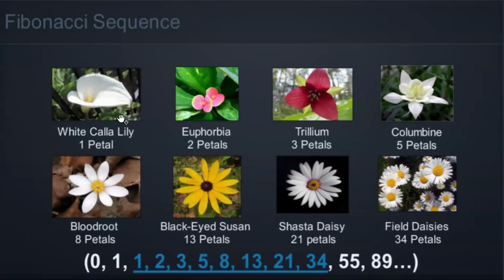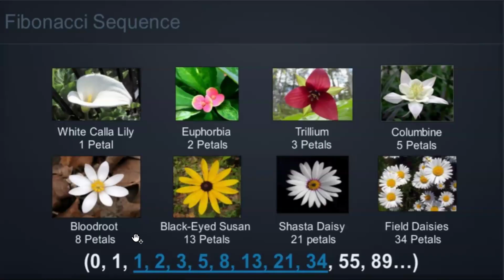The first one is called white lily, and it grows with 1 petal. The euphorbia grows with 2 petals. The trillium grows with 3 petals. Now, what we are trying to do is relate nature to the Fibonacci numbers. This is one of the reasons why it is effective in the forex market. They are trying to tell you that if this number can be so effective in nature, think about using it to trade.